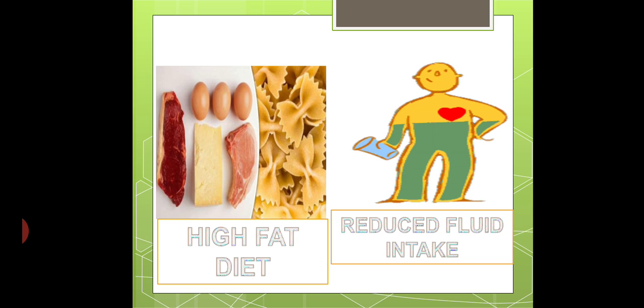Then next is reduced fluid intake. See, the people who are taking a minimum amount of water in their diet, it will create problems for them. The people who are taking less than 3 liters of water. I have some experience that some people are taking only 1 or 1.5 liters of water in 24 hours. So they are having problems in their urinary tract or in their GI tract. It will directly affect their GI system, and it will create elimination problems for them.